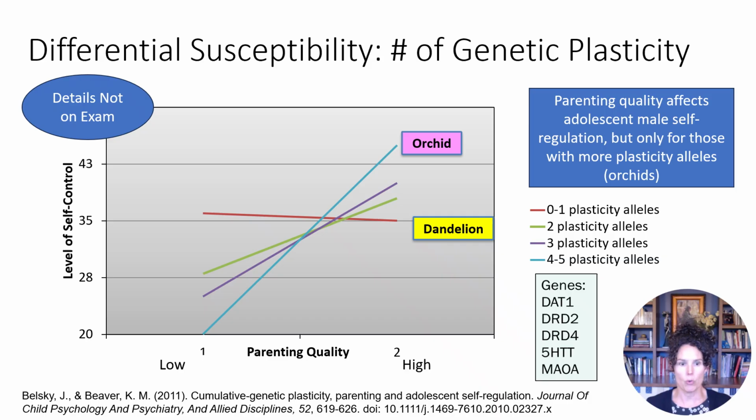And so the true orchids, or the most orchid-like people in this study who had 4 to 5 plasticity alleles, had the most dramatic response, meaning that if their parenting quality was poor, they were the ones that were acting out the most as an adolescent male. And if their parenting quality was high, they were like the best. They showed the highest amounts of self-control.